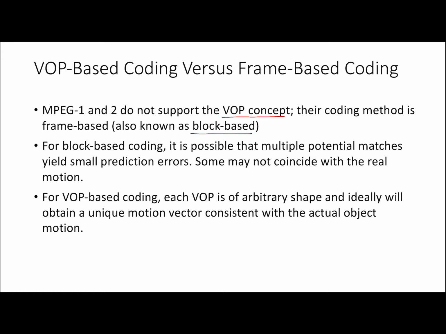Now MPEG 1 and MPEG 2 do not support this video object plane concept, and hence their coding method is referred to as frame based. And since each frame is divided into many blocks from which motion compensation based coding is conducted, it is also called block based coding.